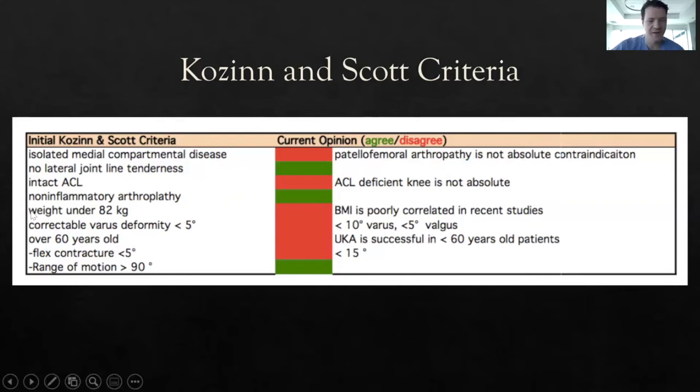The other quick things that they talked about was the weight. They initially thought the weight of patients could not be over 82 kilograms, which is around 170, 180 pounds. And our more recent studies show that there's no difference in failure rates or revisions in patients with elevated BMI. So that doesn't factor as much into our decision making anymore. They initially thought that the alignment of your leg could only be so far off of normal to do a partial knee. And we've kind of, again, expanded those definitions into patients with fairly more deformity.